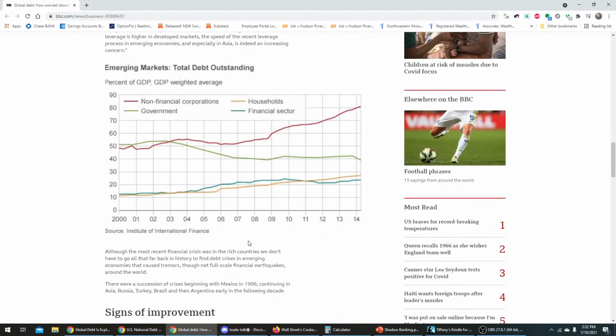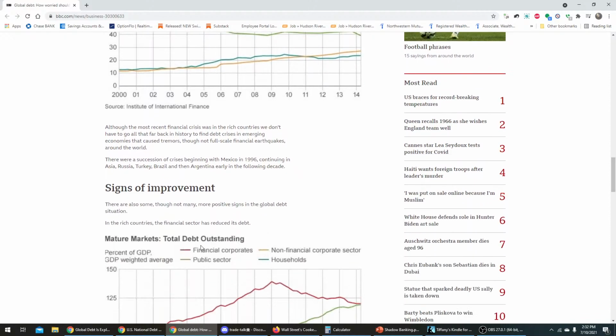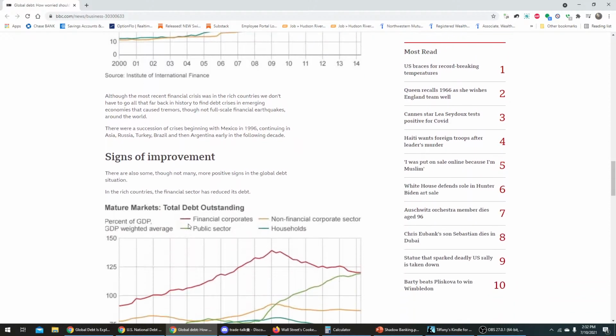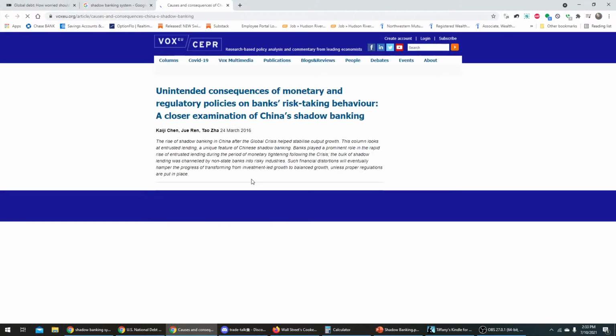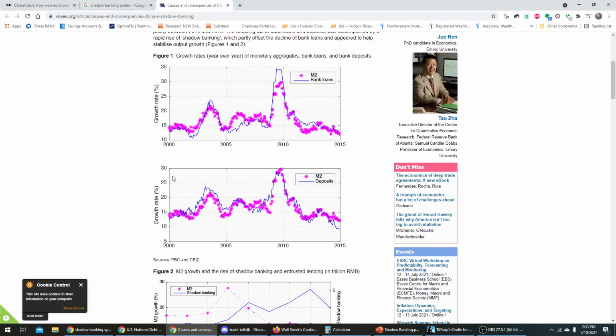So these are all real reports. You can actually find them. I just want to show you another one. Oh yeah, and here's another picture where you can actually see the Chinese have their own version of the shadow banking system, and it's actually kind of crazy.